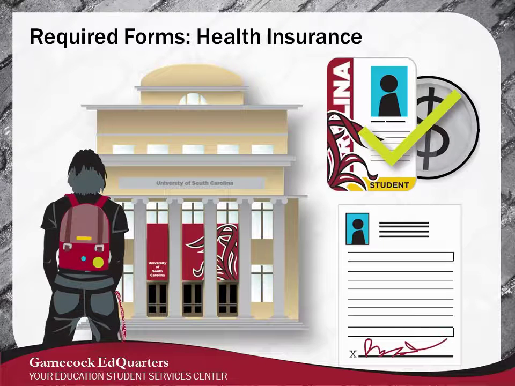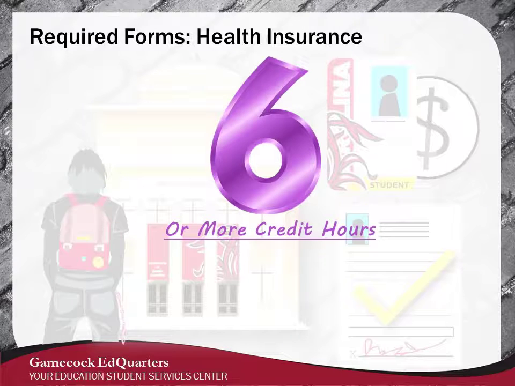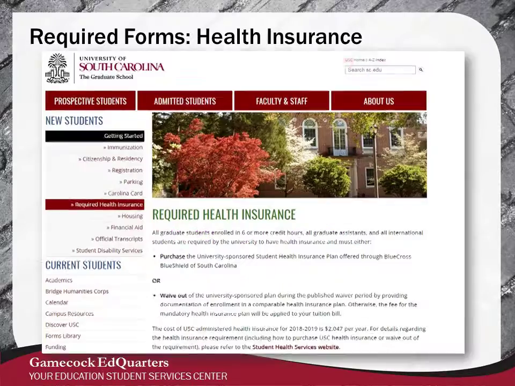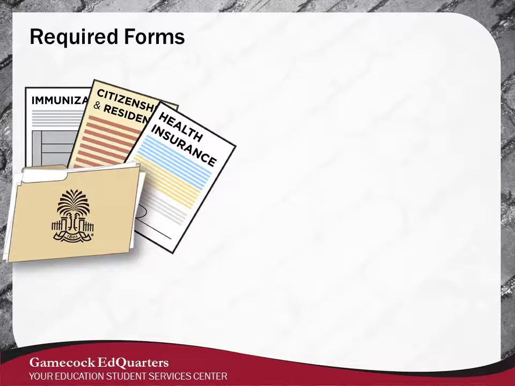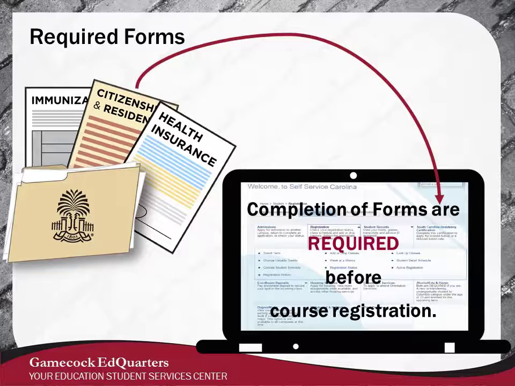Either paying for health insurance or a waiver of health insurance due to coverage in a comparable health plan is required for all students enrolled in 6 or more credit hours. You can view the information here. Note the link to the Student Health Services webpage. Completion and filing of the immunization, citizenship and residency, and health insurance purchase or waiver forms are required before course registration.